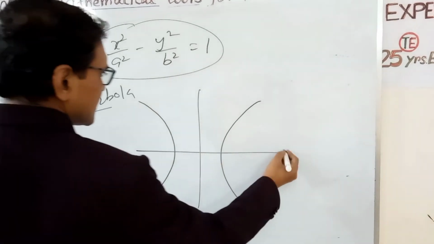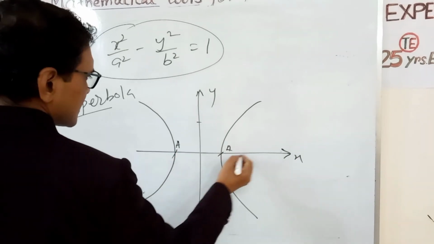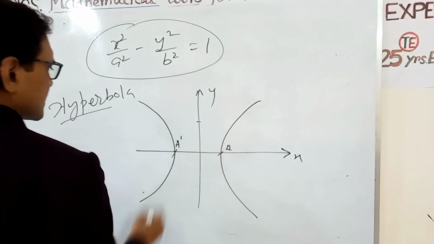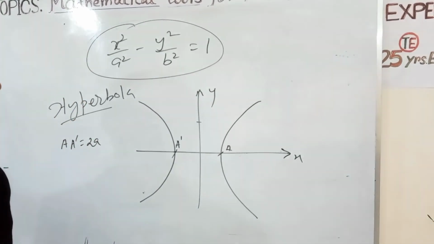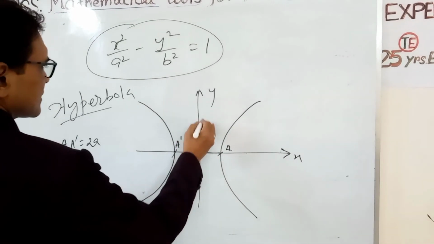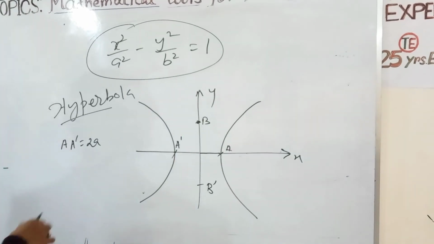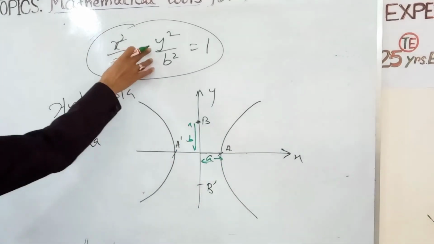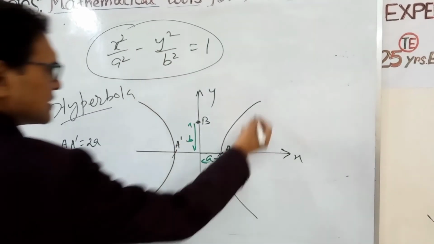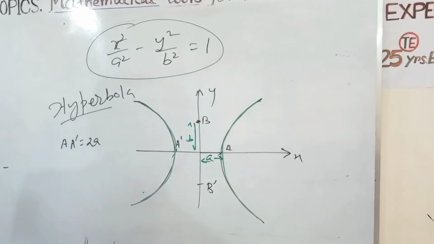Two branches. This is the x-axis. This is the y-axis. A dashed. This length A dashed is 2a. This is 2a, and this imaginary point on the y-axis, this length is b. So this length is a, and this length is b. This is the hyperbola, the equation of the hyperbola is this, and the figure of the hyperbola is this. This is the path of the hyperbola.